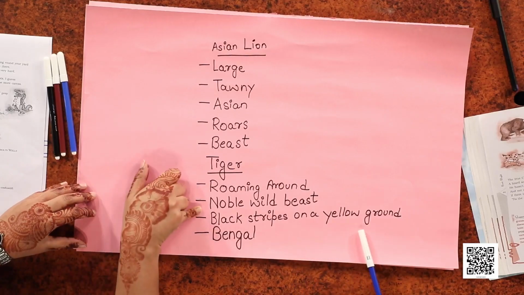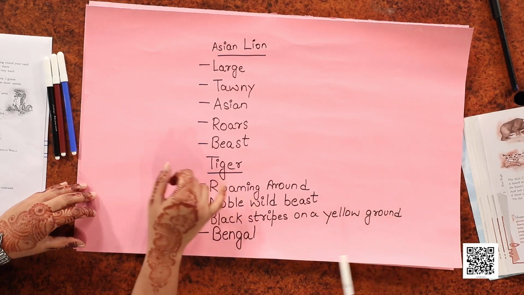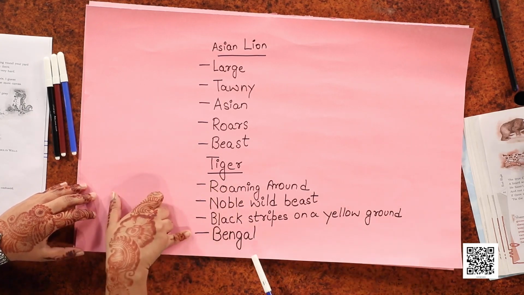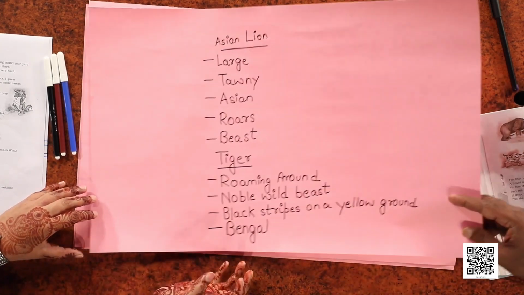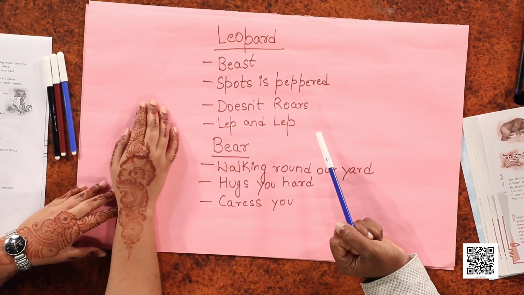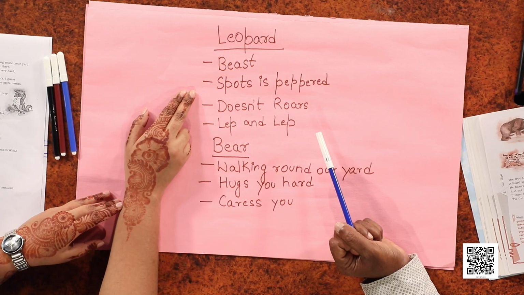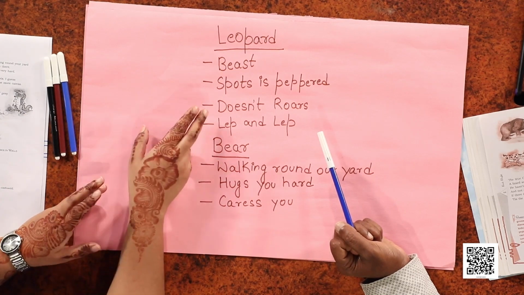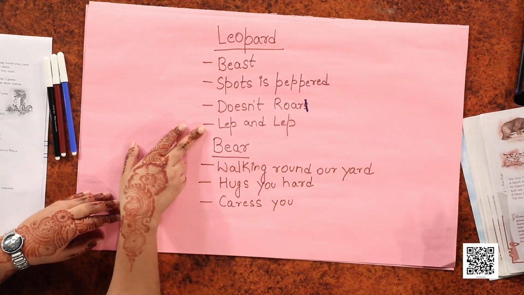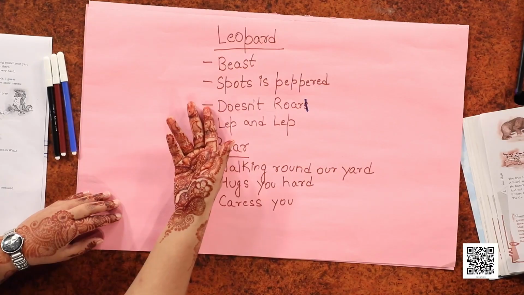Then it's described as black stripes on a yellow ground, and it's a Bengal tiger. It's found in Bengal. Yes, sir. Bengal includes Bangladesh also. Okay. Leopard. It's described as a beast. Spots are peppered. Then it doesn't roar. Okay. And it leaps and bounces on us.